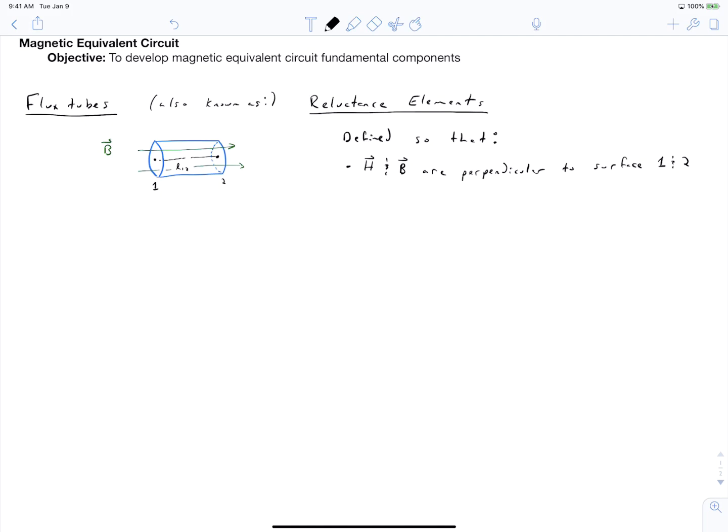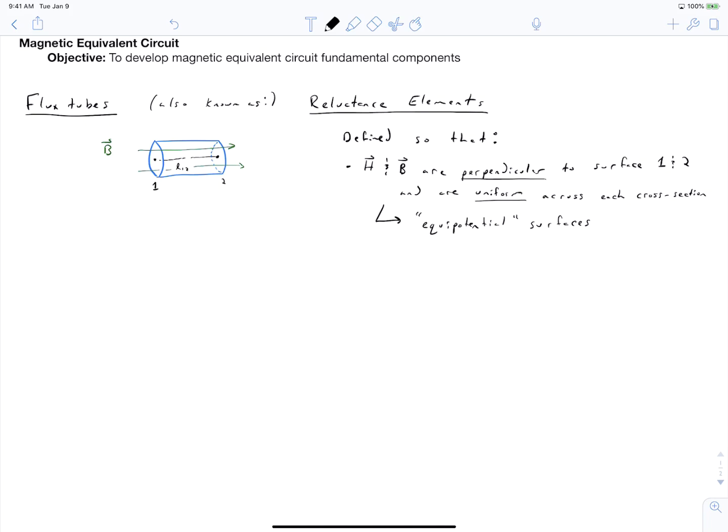And we're also going to assume or define our flux tube so that H and B are uniform across each surface. So that means that the B field you have up here is the same as the B field you have down there. The whole surface is uniform. And another way of saying this is that these surfaces are equipotential. And this is again directly analogous to resistors in electric circuits.